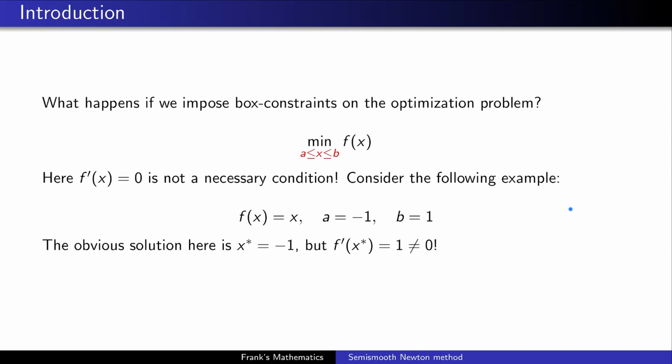Consider the following example. Assume f of x is just the identity, a is -1 and b is 1. The obvious solution for this optimization problem here is just x star is -1. However, f prime applied to x star is always 1, so it's never 0. So our first order optimality conditions in the unconstrained case do not hold in the constrained case.